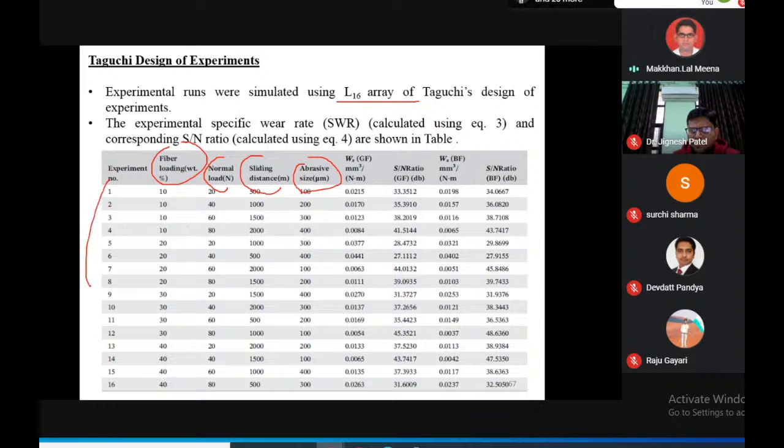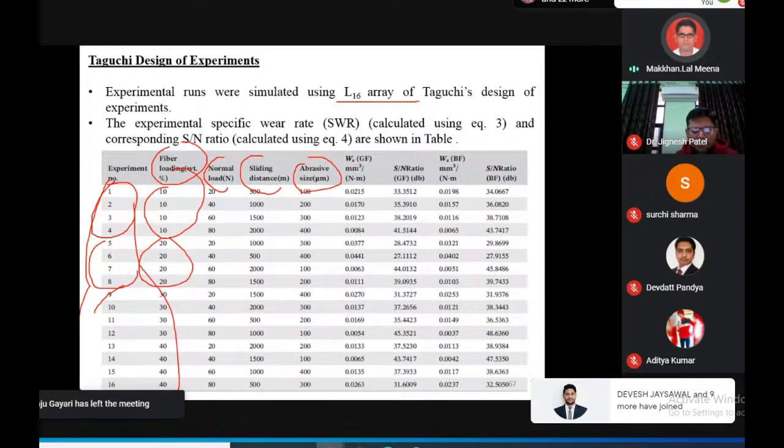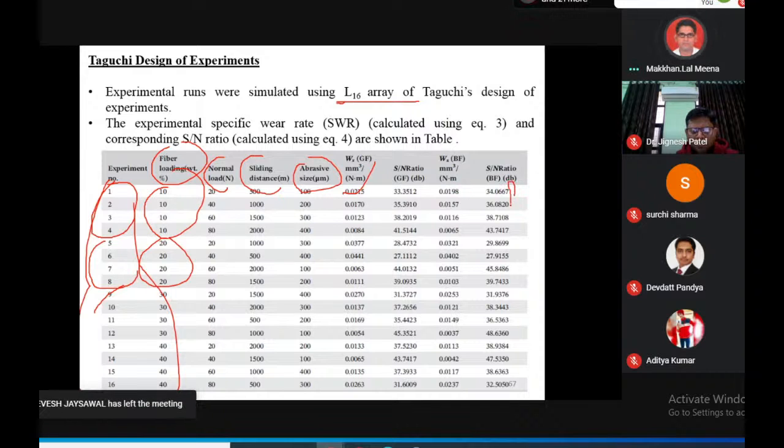So we have 16 experiments: 4 experiments for 10, the next 4 for 20, the next 4 for 30, and so on. The loads are 20, 40, 60, 80, repeating. Like this, the sliding distances are 500, 1000, 1500, 2000, as well as the abrasive sizes 100, 200, 300, 400. We can see in this table the results for the 16 experiments, and the SN ratio for our simulations.